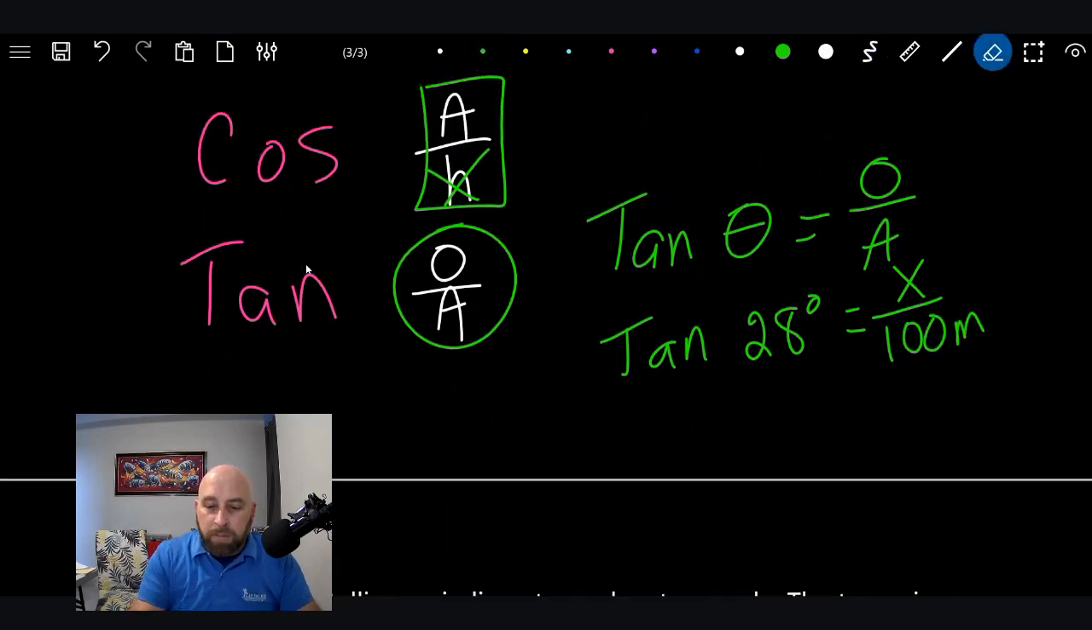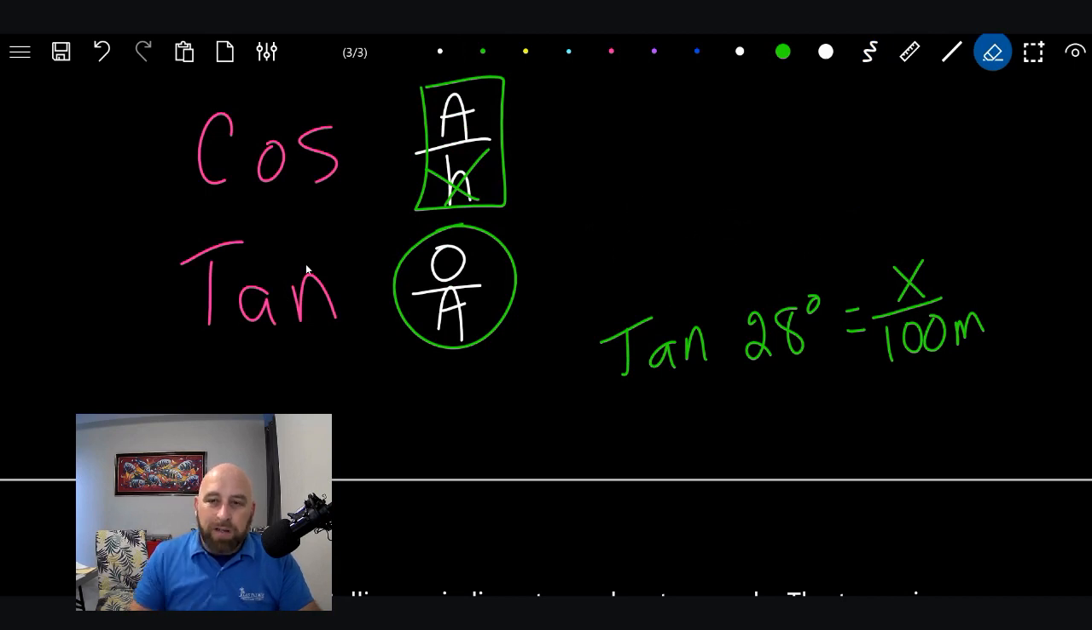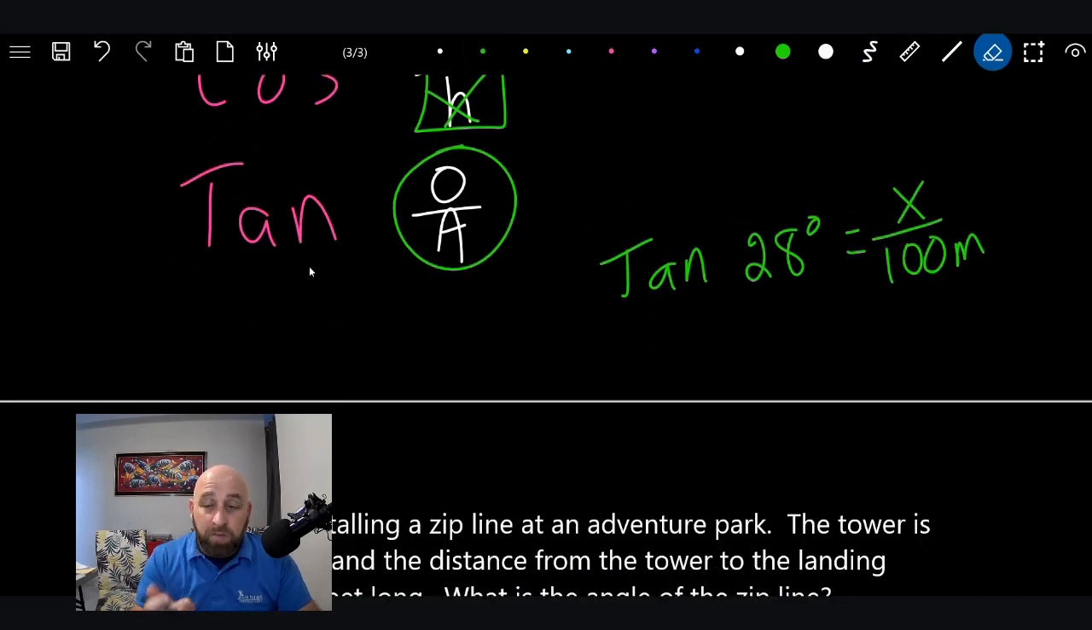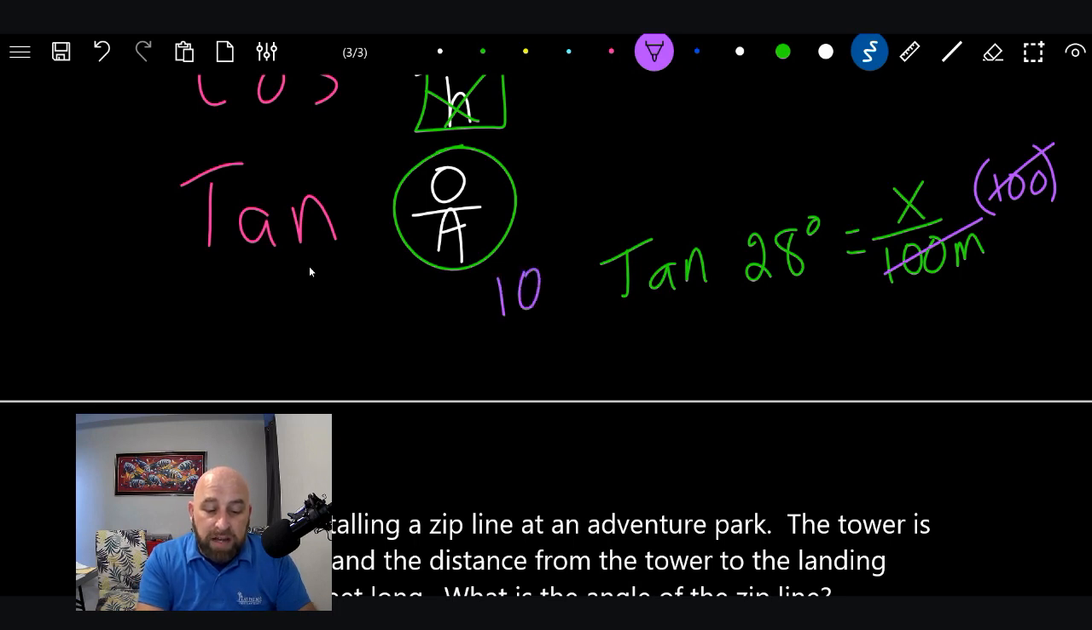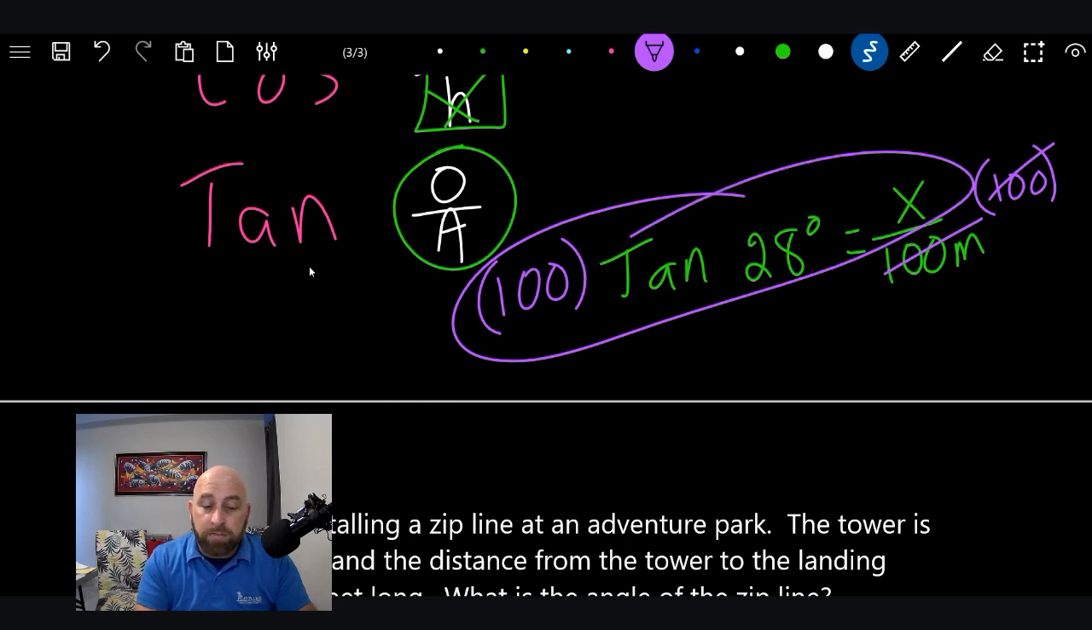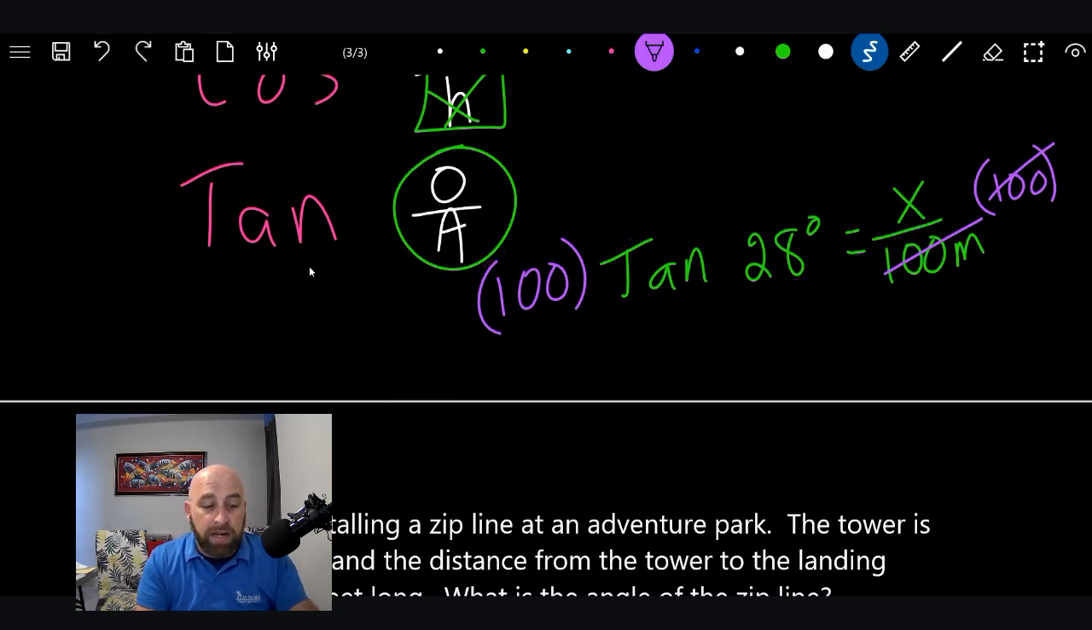All right, now let me get rid of this. How are we going to solve this? Well, we're going to solve it like we would any equation. How do I solve an equation? How do I get x by itself? Well, if I'm dividing by 100, I need to multiply by 100. What's that going to do? It's going to cancel that, and it's going to get x by itself. So if I take tangent of 28 times 100, that will give me x.